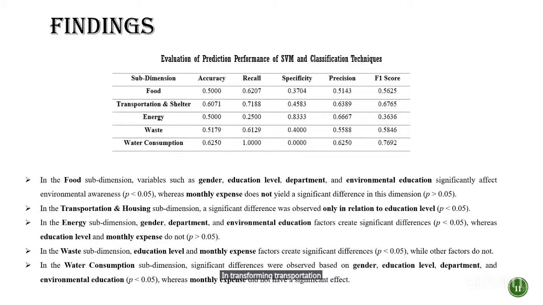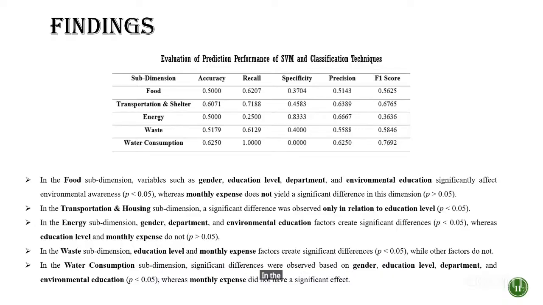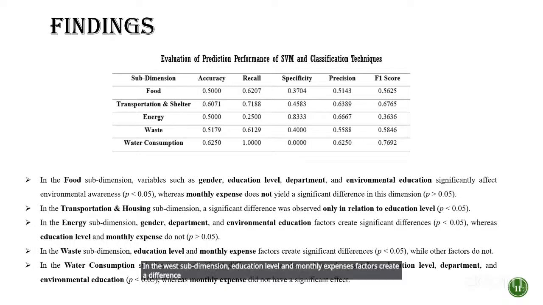In the transportation and shelter subdimension, a significant difference was observed only in education level. In energy, gender, education level, and environmental education factors created a difference, while department and monthly expenses do not create a difference. In the waste subdimension, education level and monthly expenses factors create a difference. The others do not create a difference.